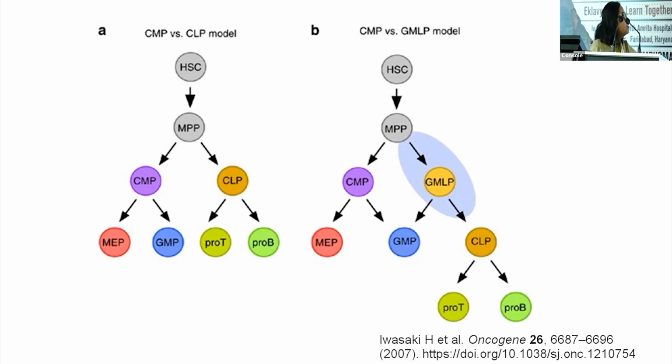However, at the beginning of the 20th century, it was realized that this model doesn't hold true in all scenarios. And then we land up with something called the myeloid-based model. The multipotent progenitor cells split into CMPs plus GMLP. GMLP stands for granulocytic monocytic lymphoid progenitors. It is this lineage of progenitor cells that has the potential to differentiate into both the cells of the myeloid series as well as the lymphoid series.